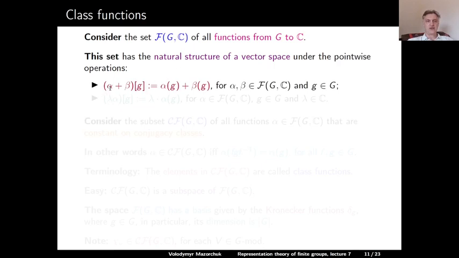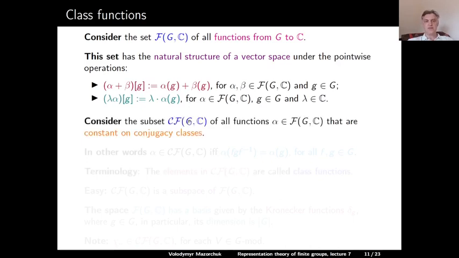If you have two functions alpha and beta, then their sum is defined as the function whose value at g is equal to the sum of the values alpha at g and beta at g. And similarly, if we have a function alpha and a complex number lambda, then the value of lambda alpha at g is equal to lambda times alpha of g. So we have the vector space of all functions from the group G to C.